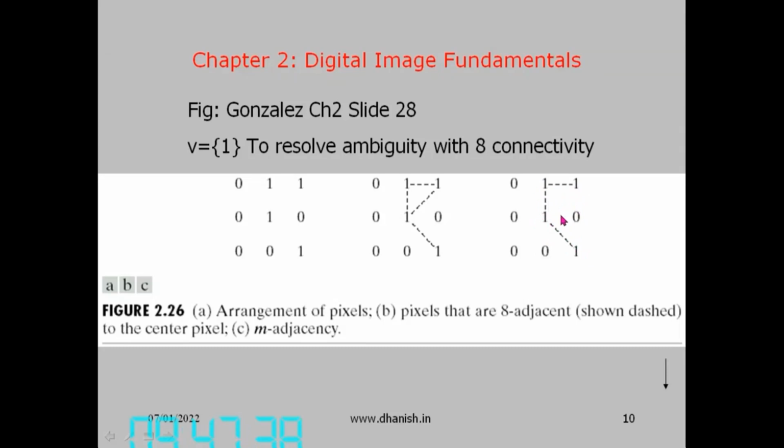Because here there is a 1. Here both are 0. So if there is a common connection, horizontal or vertical, then the diagonal is not connected. But if there are no common horizontal or vertical connections, then diagonally they have to be joined.